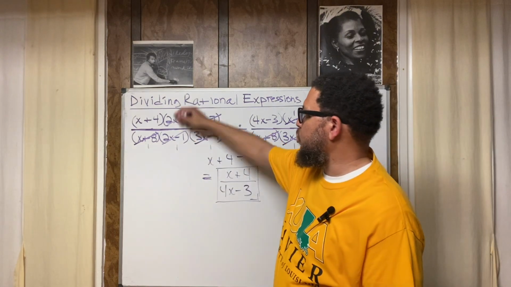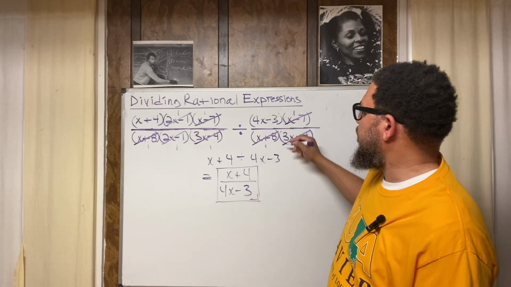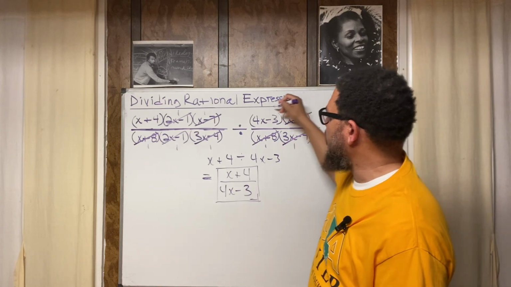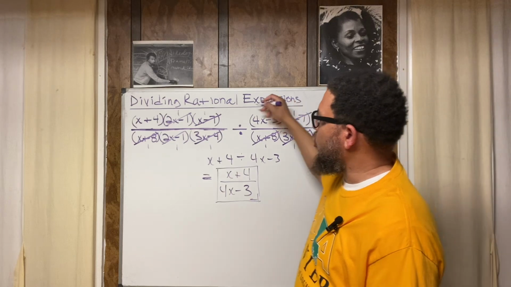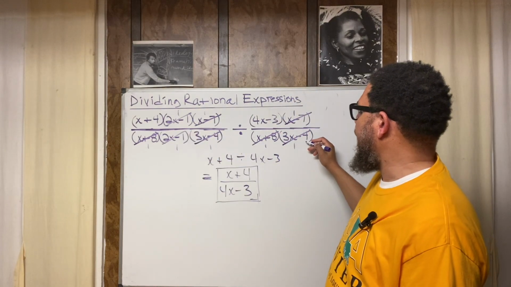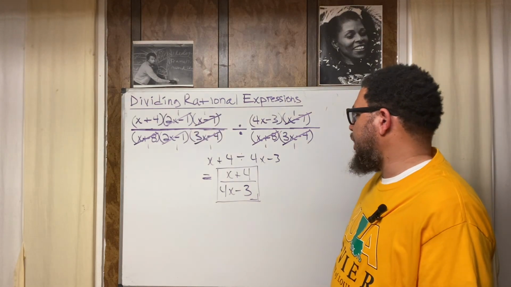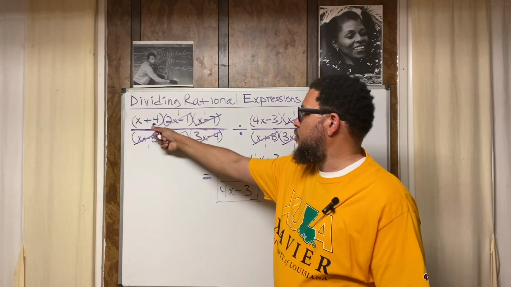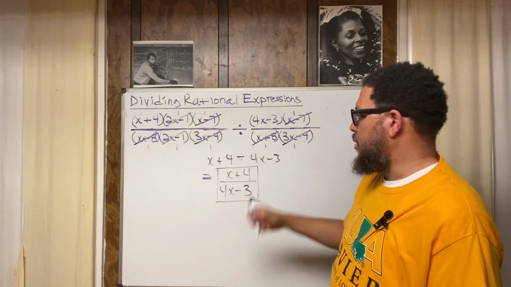Because look, the 2x minus 1s are still going to cancel out. If we flip this, the 3x minus 4 would have been on top. It would have cross canceled with that 3x minus 4. The x plus 8 would have still cross canceled with that x plus 8. The x minus 7 would have went down the bottom. It still would have cross canceled with that x minus 7. And we still would have ended up with x plus 4 on top, and this 4x minus 3 would have went down bottom.